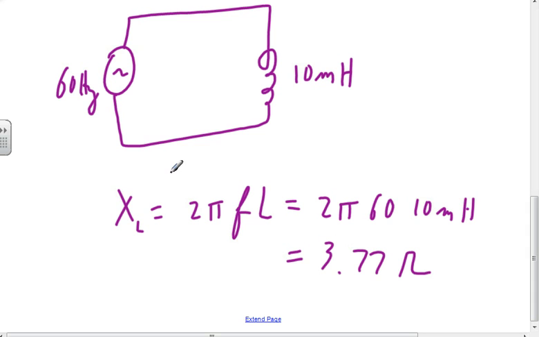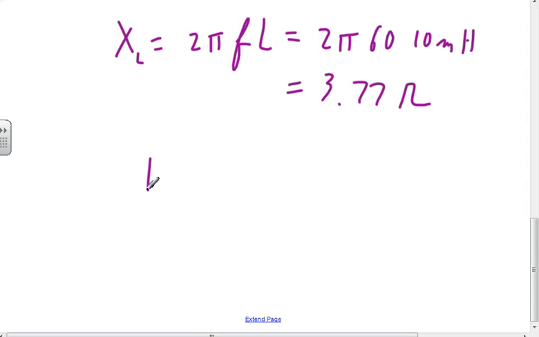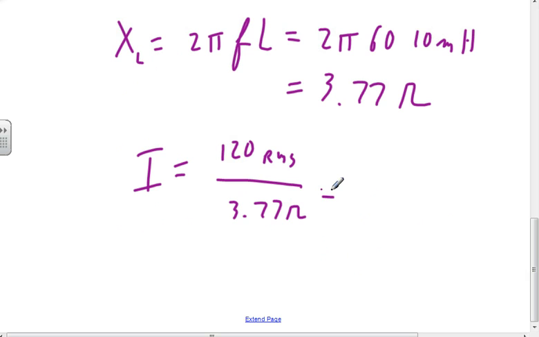So if the source is 120 volts, then the current through the system would be that 120 volts, which would be an RMS value, divided by 3.77 ohms. That's going to be 31.8 amps flowing in that circuit.